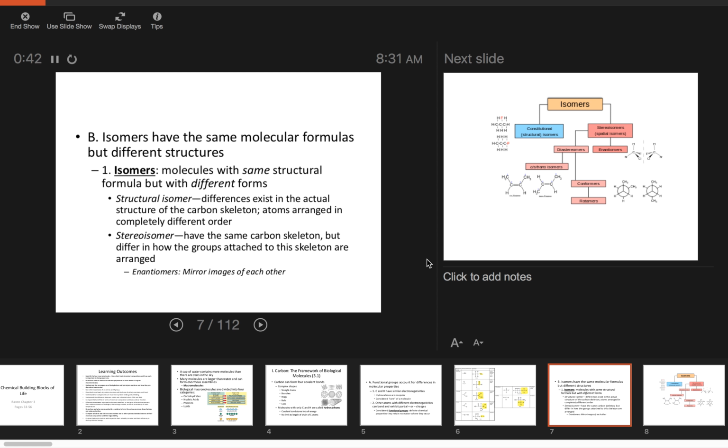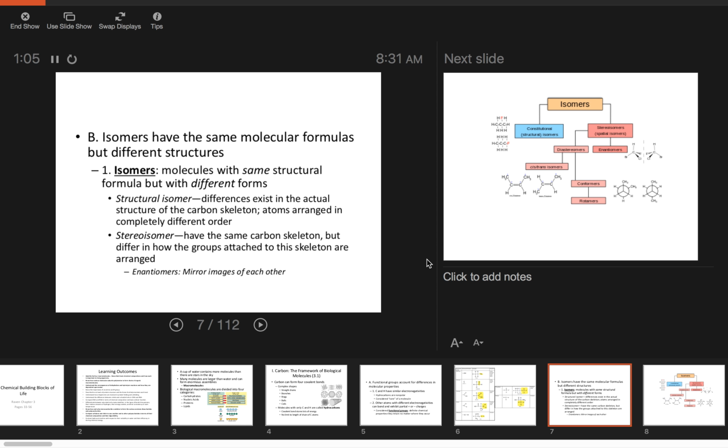You can be a structural isomer, which means that you have all the same atoms, but they are in different places. Okay, so they are rearranged in a completely different order. Or you can be a stereoisomer, which means you have the same carbon skeleton, but then those special groups that attach on the ends or on the sides are rearranged.